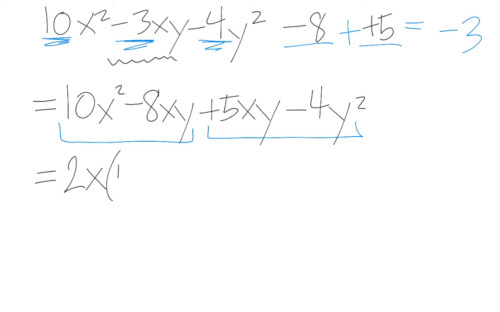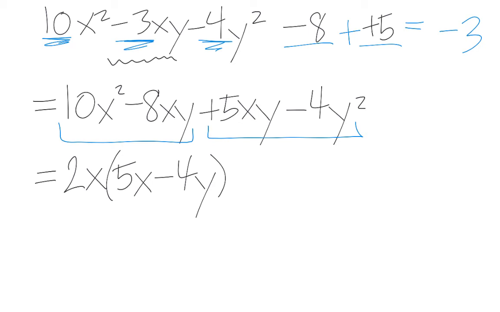So this is going to become 5, that is going to become an x, and this is going to become a negative 4, and that y is going to stay the same. Again, you can always double check your work by using the distributive property.